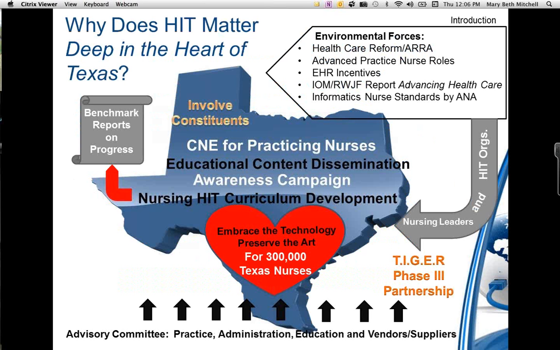We're looking at benchmarking ourselves against other reports on progress of how we're doing against other initiatives. We're looking at healthcare reform, things related to meaningful use, the advanced practice nurse roles, EHR incentives, the IOM and Robert Wood Johnson Foundation report on advancing healthcare, and the informatics nurse standards by the ANA. Those are the things that guide us. And as I mentioned, we're really looking at helping disseminate information about informatics and health IT, and we're doing that through CNEs, such as this one, through our awareness campaign, through nursing curriculum development and health IT, and through our participation with the Tiger Initiative.